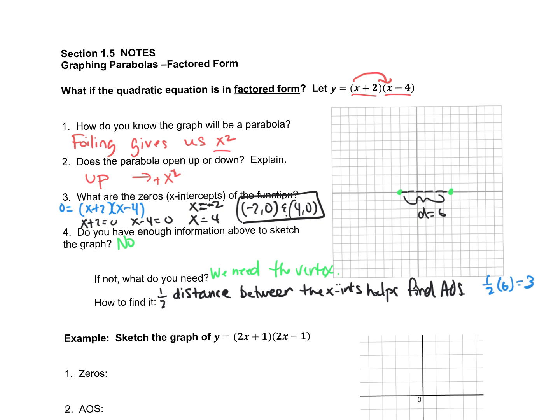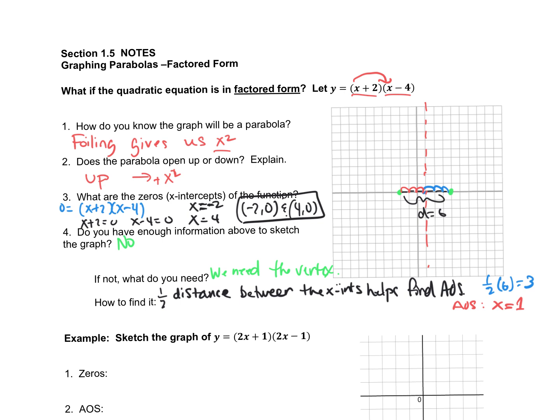And we get 3. Now, that doesn't mean the axis of symmetry is x equals 3. It's half the distance. So if I go halfway between these two points, 1, 2, 3, I wind up here. Same thing going the other direction, 1, 2, 3, I wind up there. Where do I wind up? This line right here, your AOS. That just helps you find it. So the axis of symmetry for us is, remember it's a line, x equals 1.